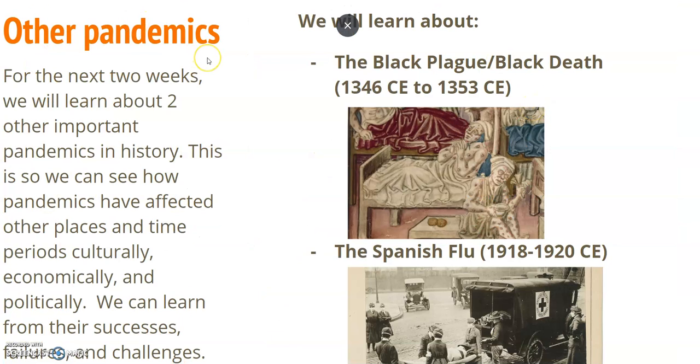There are other pandemics that have happened throughout history as well. For the next 2 weeks, we will learn about 2 other important pandemics in history. This is so we can see how pandemics have affected other places and time periods culturally, economically, and politically. We can learn from their successes, failures, and challenges. In this class, we will learn about the Black Plague or Black Death from 1346 CE to 1353 CE. And we will learn about the Spanish flu from 1918 to 1920 CE.